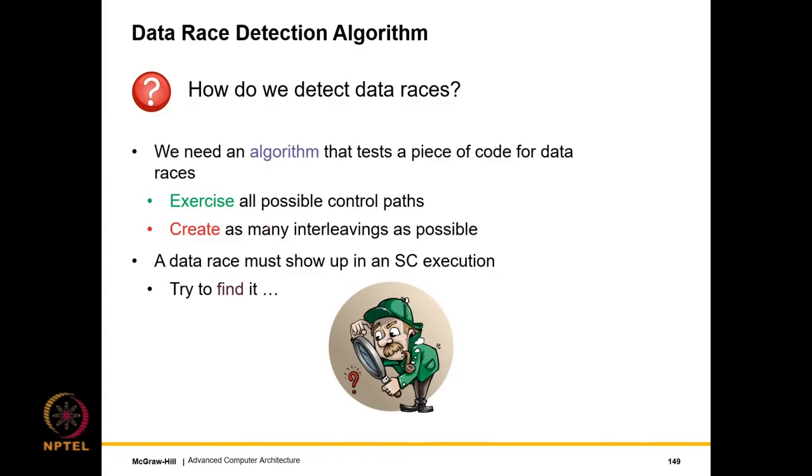This means that it needs to exercise all possible control paths, be given all possible inputs, and create as many interleavings as possible. And what we have proven in the last chapter is that if there is a data race in a program, it will definitely show up in an SC execution. This basically gave us a method of how to create these interleavings.